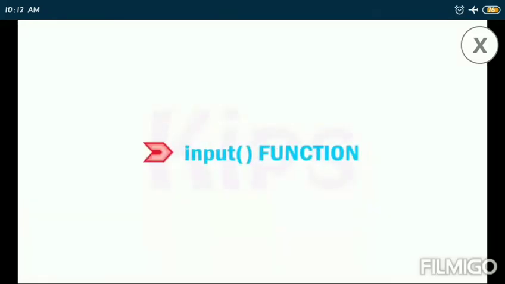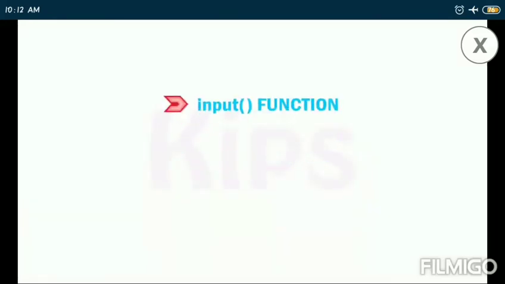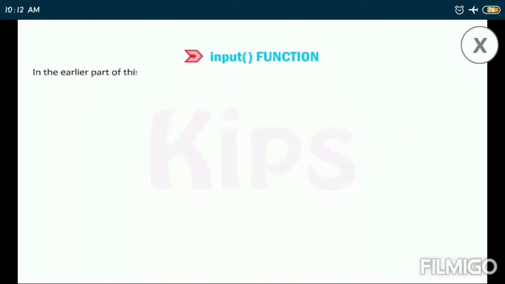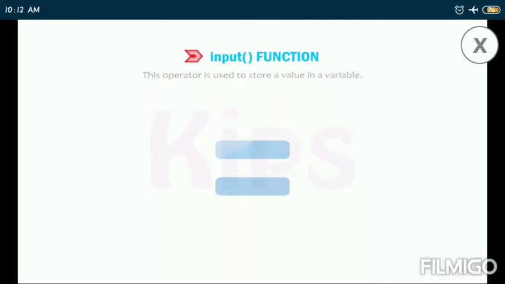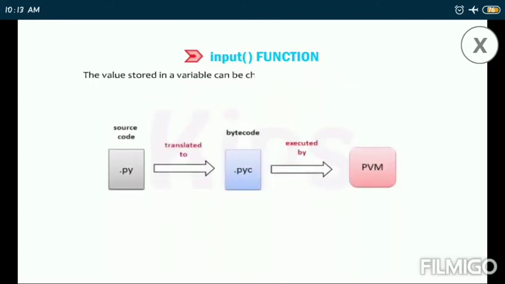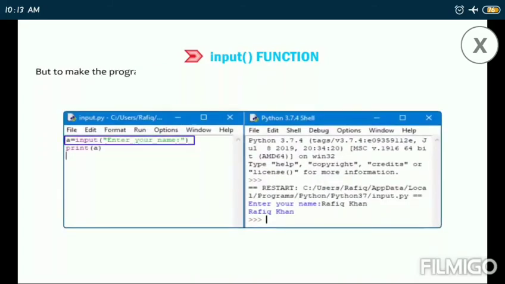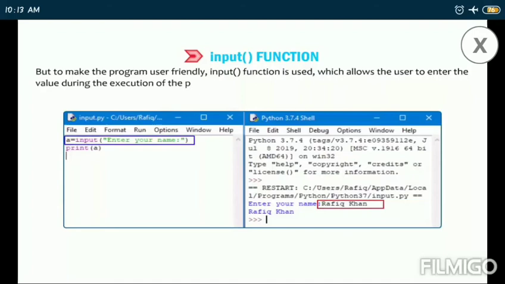Students, let us find out about input function. In the earlier part of this chapter, we have used equal to sign, which is known as an assignment operator in Python. This operator is used to store a value in a variable. The value stored in a variable can be changed during the program execution. But to make the program user-friendly, input function is used, which allows the user to enter the value during the execution of the program as required. Program.